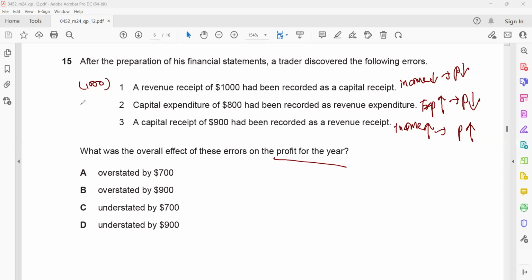So this one, profit is reduced by 1,000. This one, profit is reduced by 800. And then the capital receipt recorded as revenue, profit is overstated by 900. So 1,800 minus 900, we get 900. So the net is understated by 900. So the answer should be D.